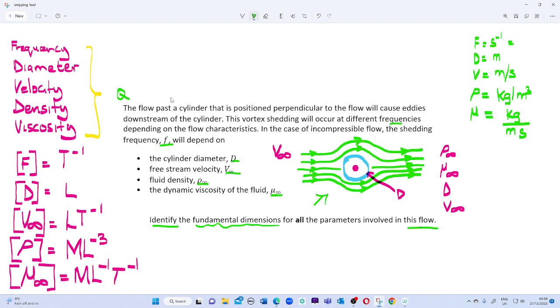We are asked to find out and identify the fundamental dimension of all the parameters in the flow. Now let's assume that the flow with this velocity has the particular characteristics we have here. Now, how do we find out the fundamental dimension of all these particular characteristics?